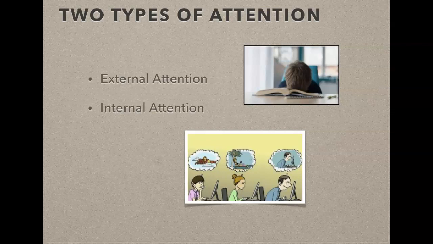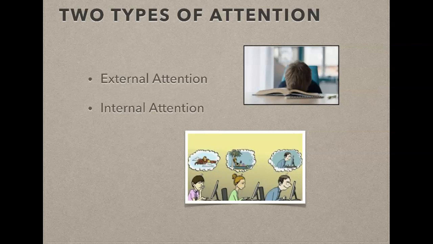External attention is the kind of attention that you can observe. You can see if your students are paying attention or looking at you. The little boy in the picture has put his head down on the book, so he's definitely not paying attention. He's not reading. Internal attention is not observable. It's what's going on inside your mind.